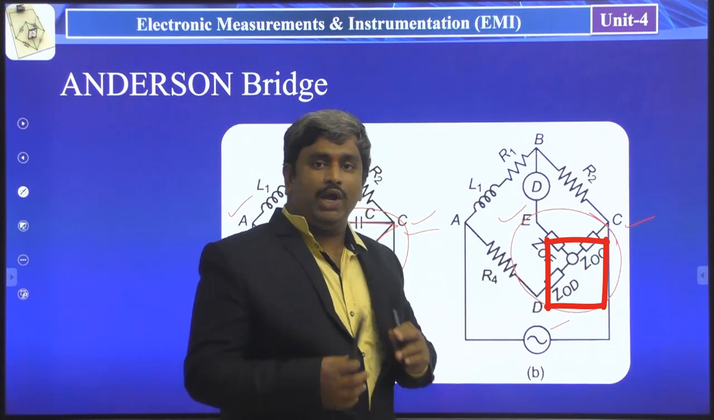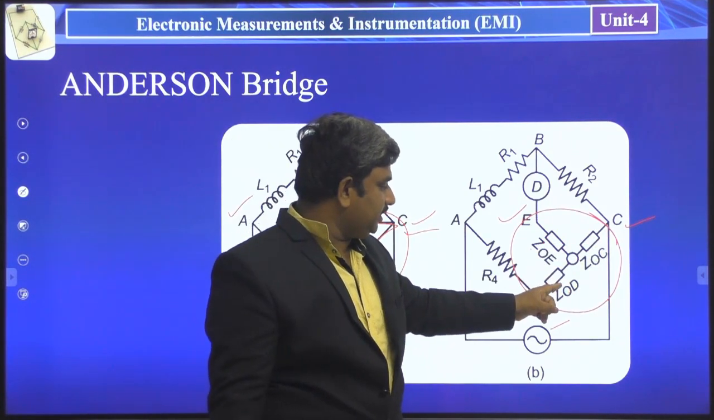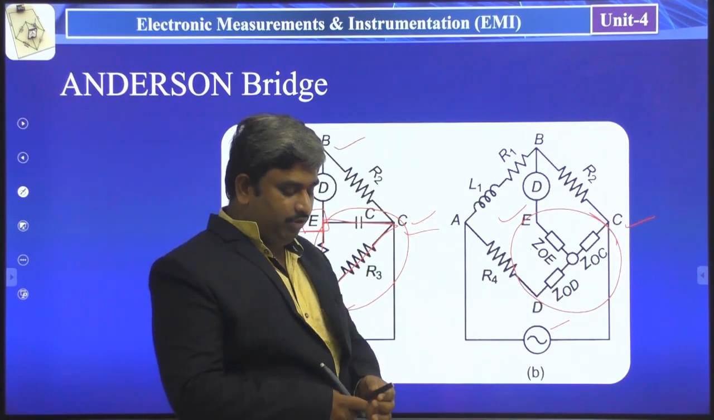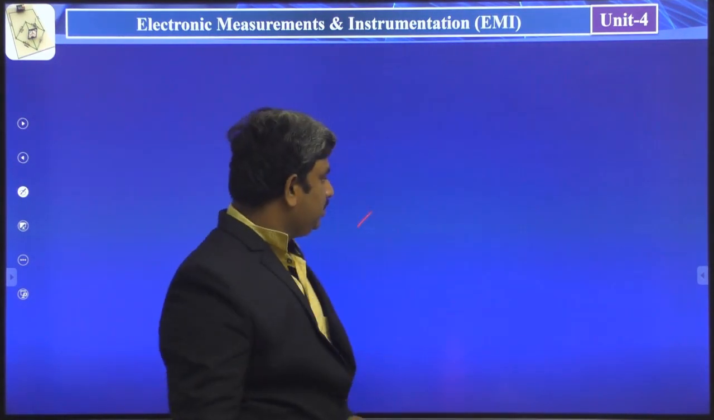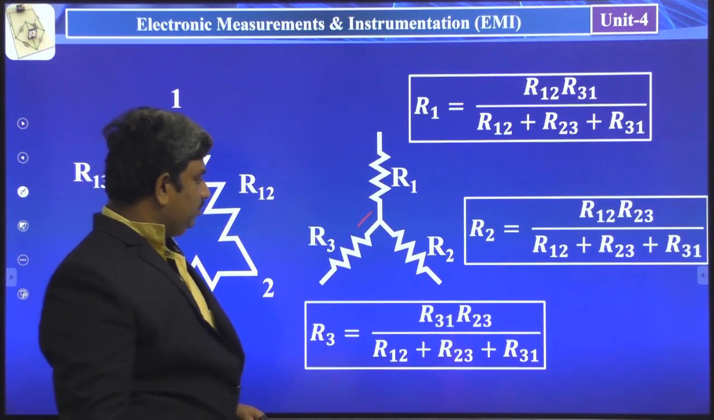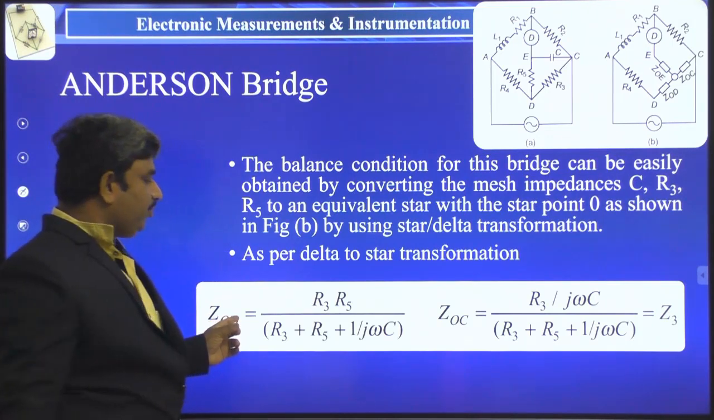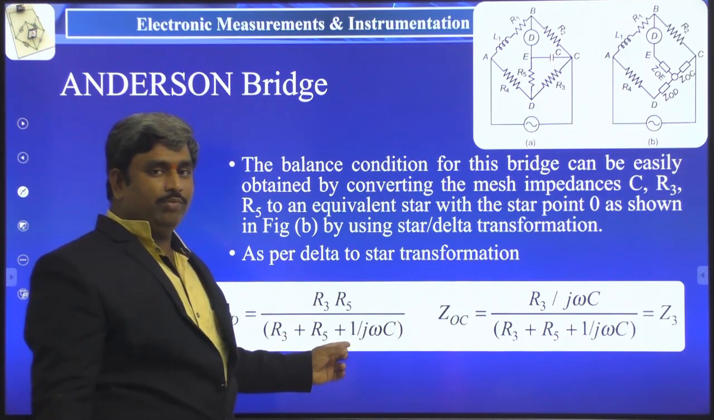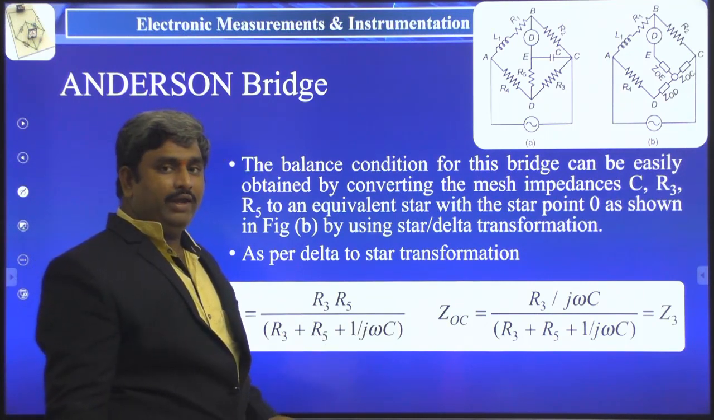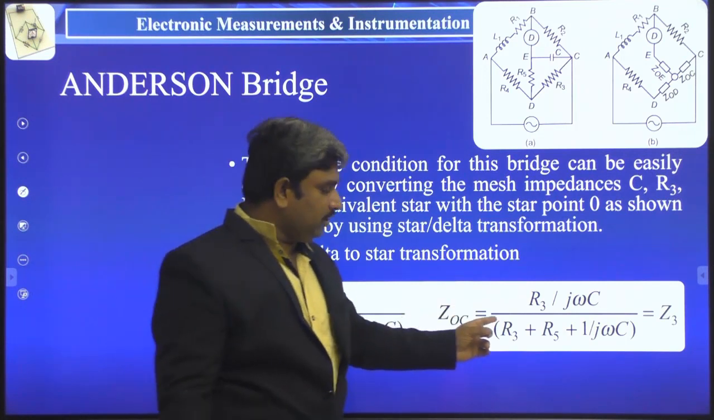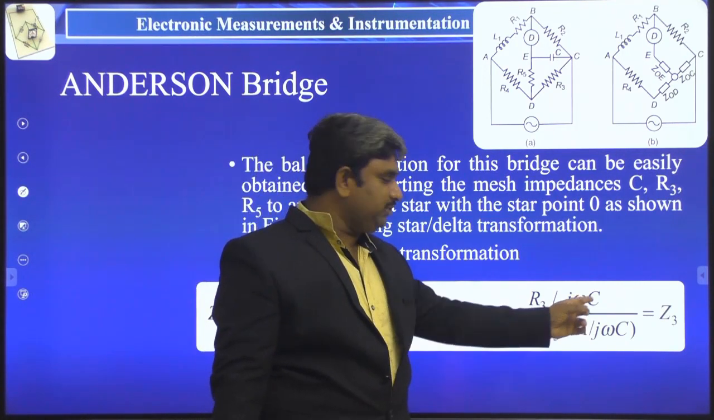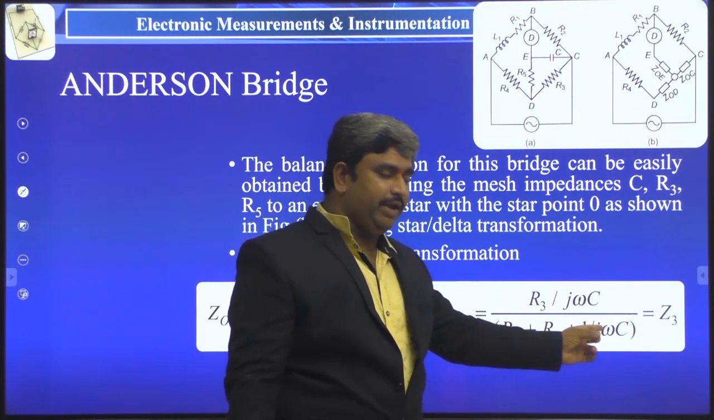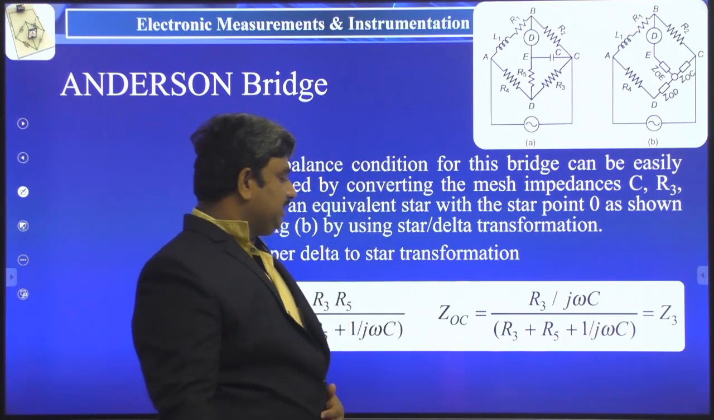Here we have to know the 4 arms. For that reason, ZOD and ZOC values we have to know. So there is no necessity of knowing the ZOE value, only the ZOD and ZOC values. Right, see here, the ZOD value is R3 R5 by R3 plus R5 plus 1 by j omega c. Okay, and next ZOC is equal to R3 by j omega c by R3 plus R5 plus 1 by j omega c, that is equal to the Z3 arm.